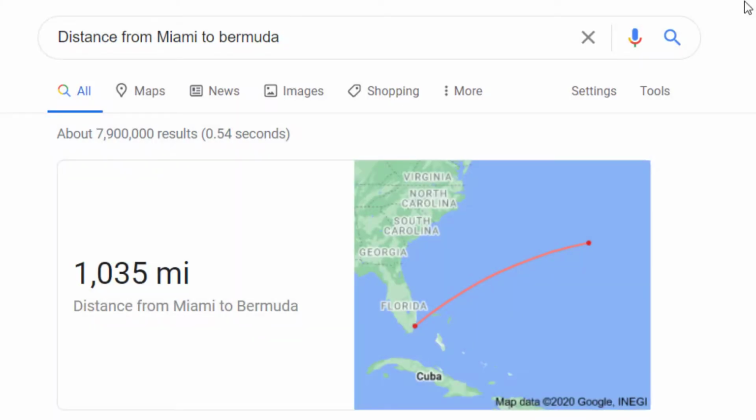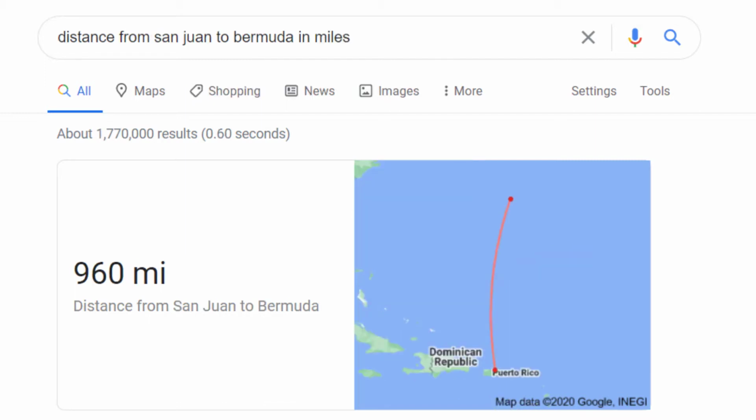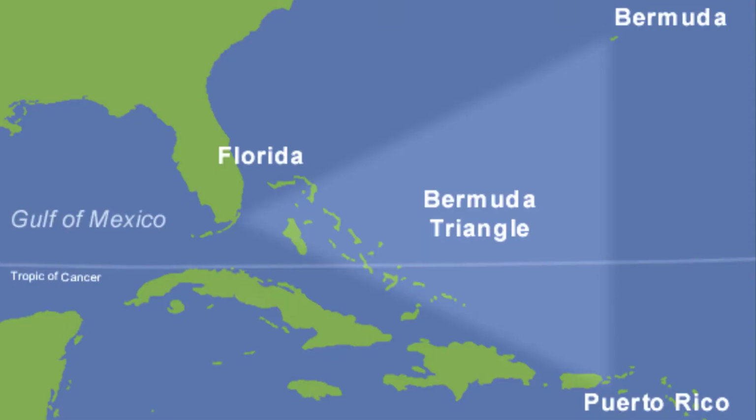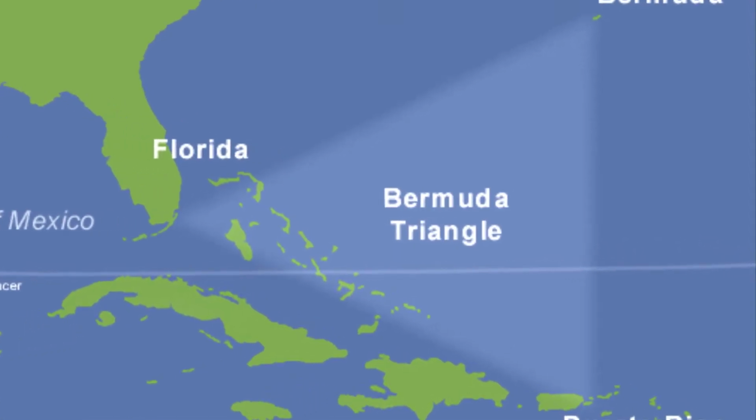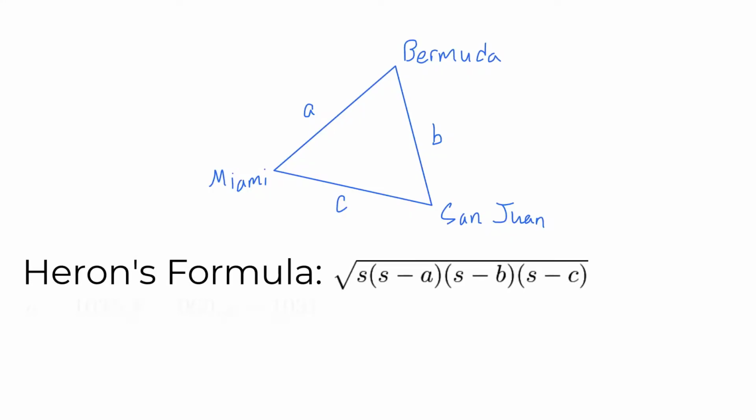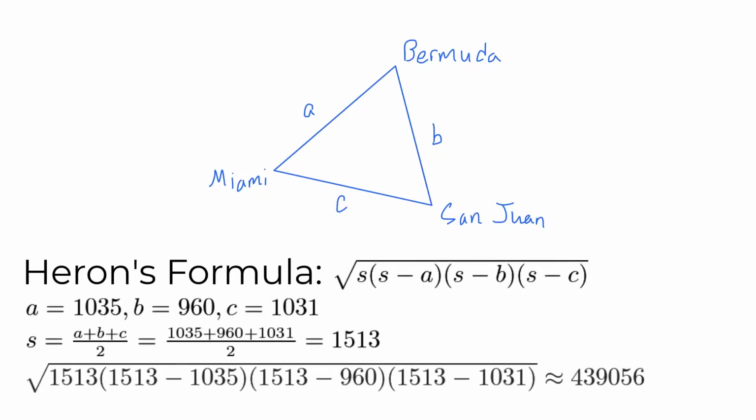Using Google Maps, we find that the distance from Miami to Bermuda is 1,035 miles, the distance from Bermuda to San Juan is 960 miles, and the distance from San Juan to Miami is 1,031 miles. Next, we have to find the area of the Bermuda Triangle. We can do this by using Heron's formula. Using Heron's formula, we get that the area of the Bermuda Triangle is 439,056 miles squared.